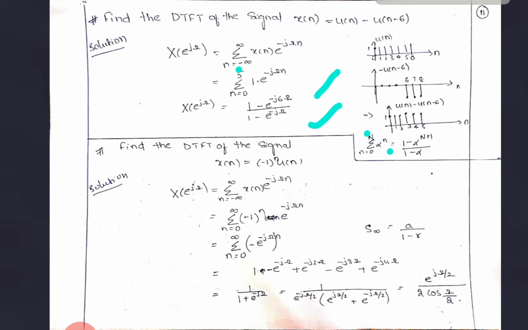Now find the DTFT of the signal minus 1 raised to n u of n. So by observation only you should come to know u of n is a unit step signal which exists from 0 to infinity, it is 1. Therefore our limits here will change from n equal to 0 to infinity, minus 1 raised to n e raised to minus j omega n.